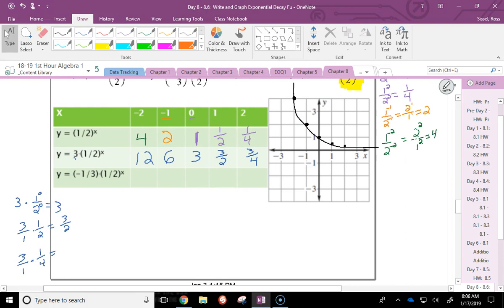We graph them. 0, 3. 1 and 1.5. Let's see. 2 and 3/4. -1 would have been 6, and that's off our chart. That's way up here, right? So we graph this. Oops, I missed my dot. That's okay.